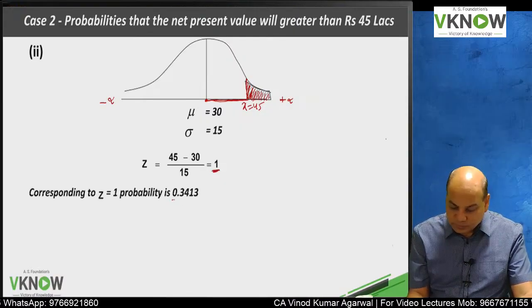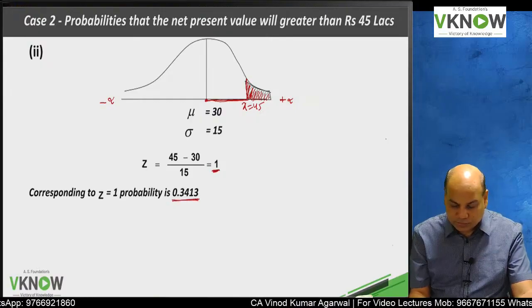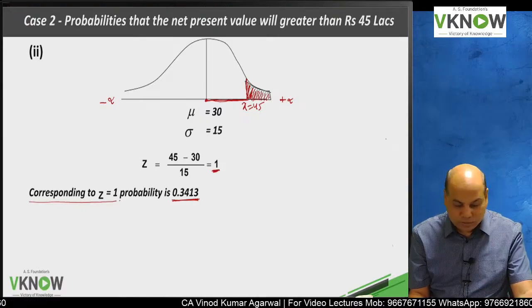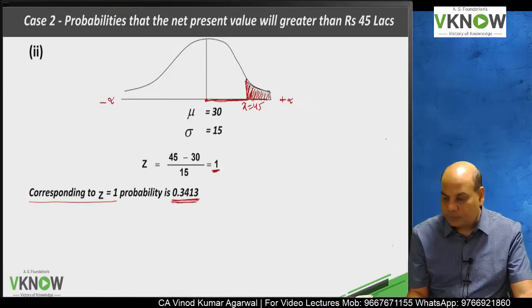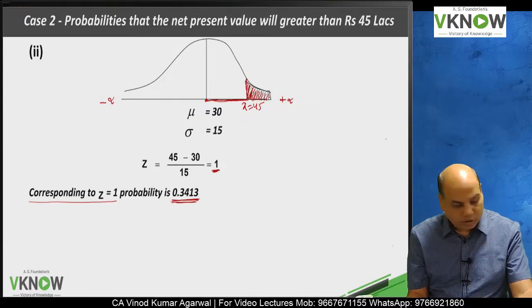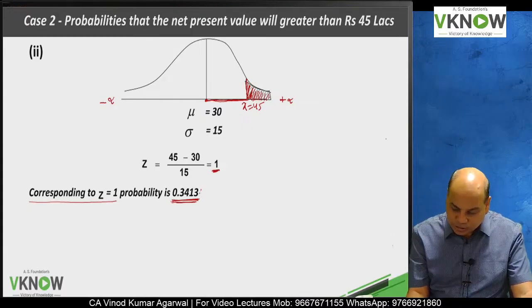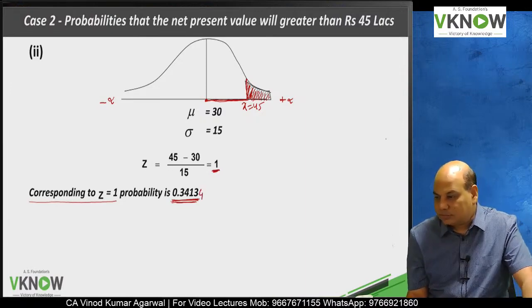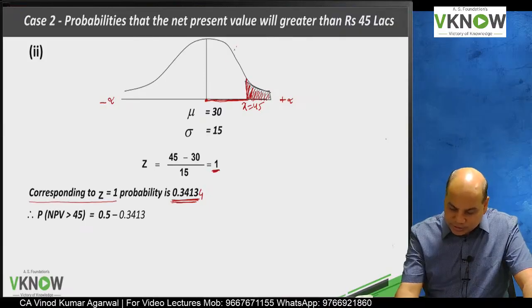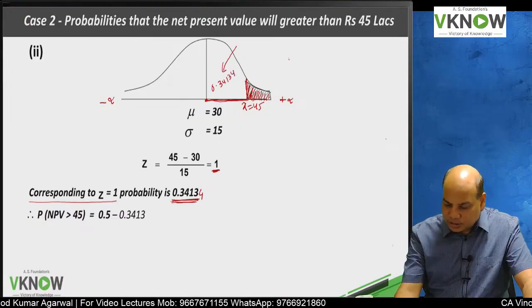0.34134 is there. You can write 4 or 5 digits, no problem. So write a note: corresponding to z equal to 1, probability is 0.3413. You can write 0.34134 also if you want, doesn't matter. And then write down, this is the probability of this area, 0.34134. But I want the probability of this area.